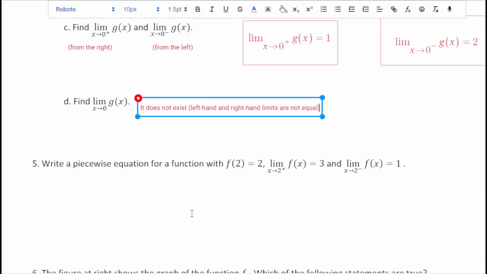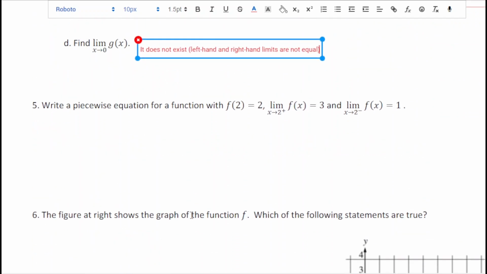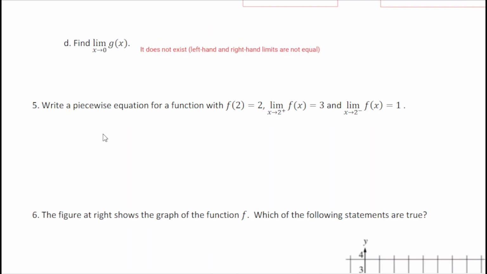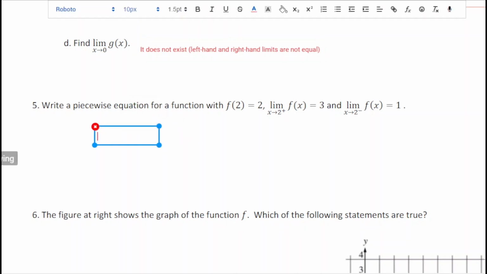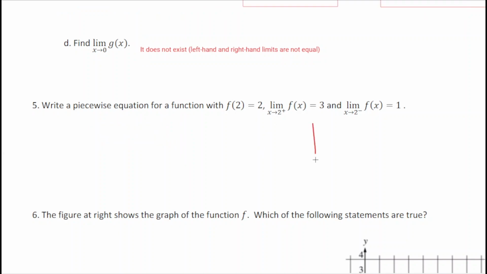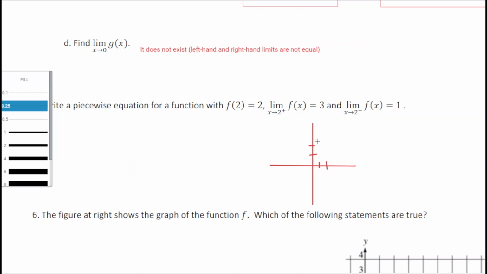Okay, so let's go down here. We've got 2 more questions left. Number 5, it says write a piecewise function to where f of 2 is 2. So let's just start with that. What I'm going to do first is try to sketch it out so we can get an idea of what it should look like, and then we'll write the function. So when x is 2, y has to be 2. Okay, so that's defined by that first piece. So we've got this point 2, 2 here.